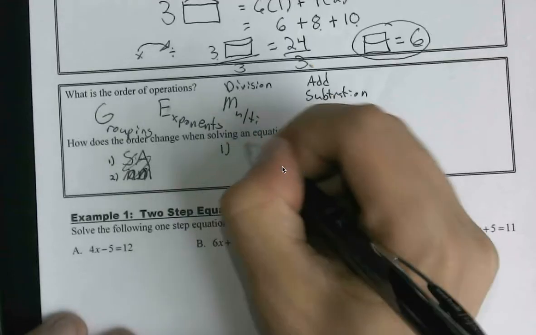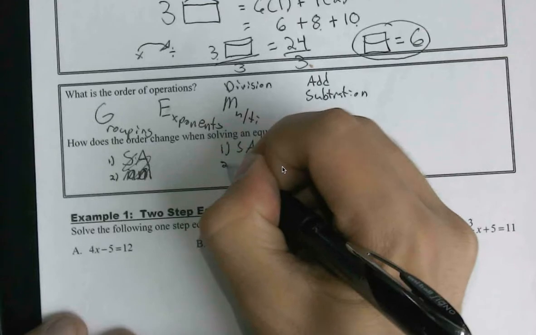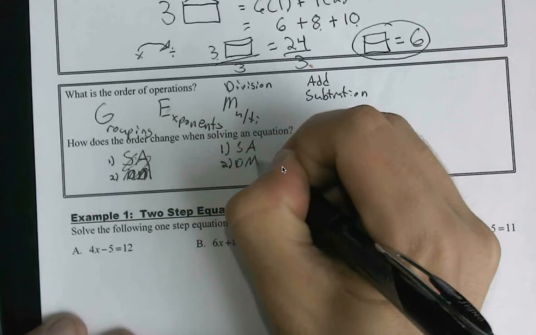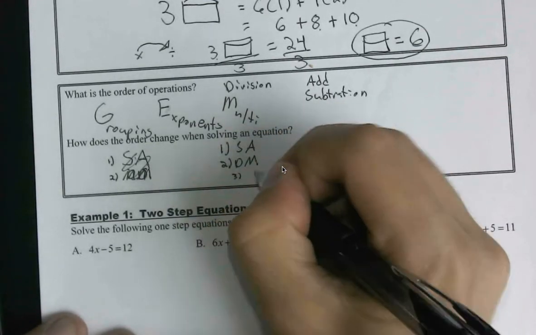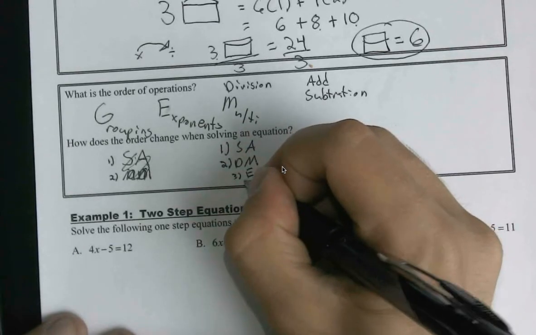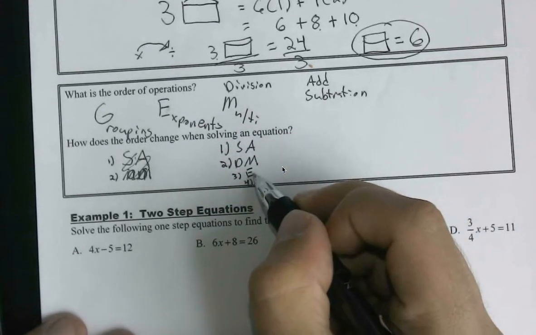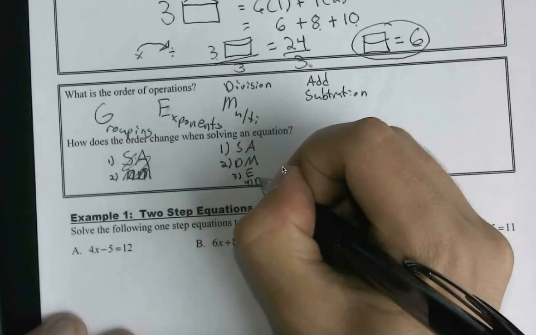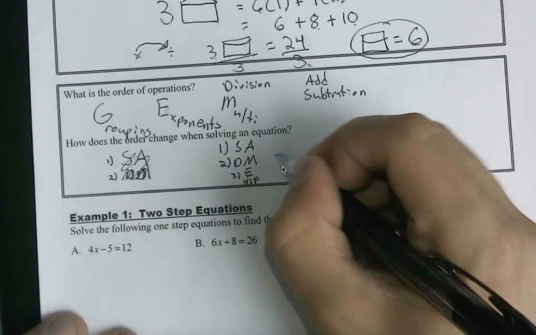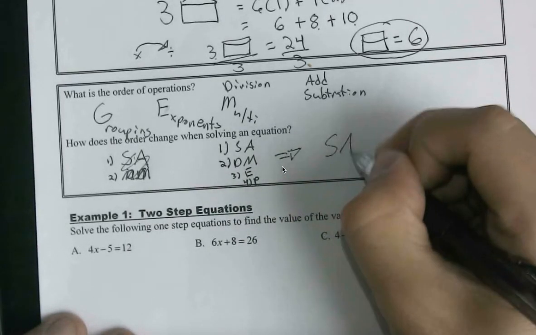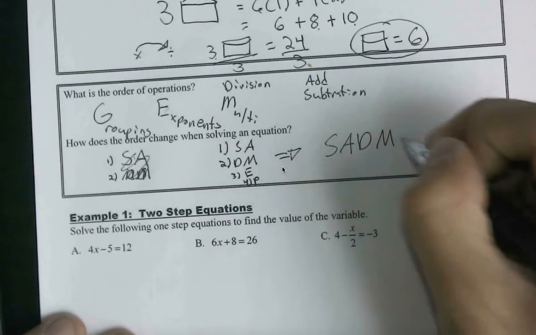So we see subtraction or addition first. We see division, multiplication next. If there are exponents, we simplify them, but we won't see exponents for a little bit. And then we see parentheses at the end, where if you string all of this together, it spells out SADMEP.